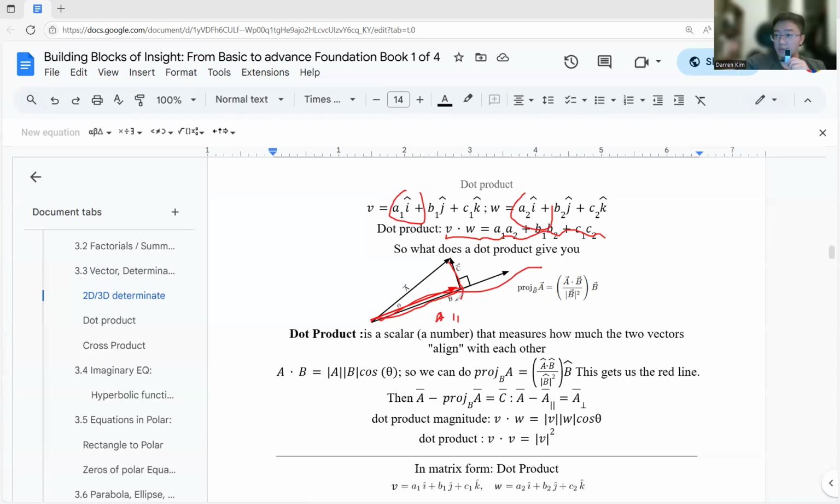You can do a matrix of vector dot product, but that usually requires tensors, and it's easier to do with index notation after that. But that's far above the scope of this class. No, sorry, the scope of this section. Yeah, anyways.